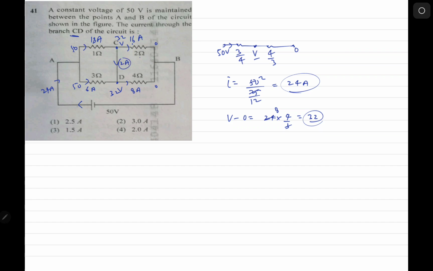So CD current, how much is it? 2 ampere, and it's flowing from C to D. That could be the question, the direction, but they are asking the magnitude only, so it is 2 ampere. Okay, so hope you understood. Let's move to the next question.